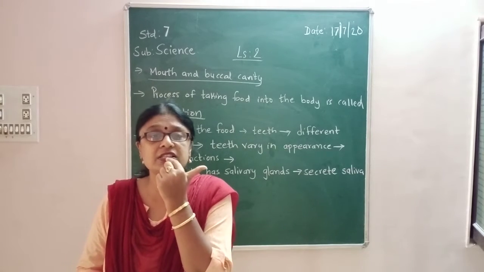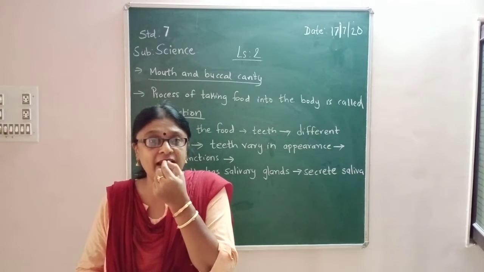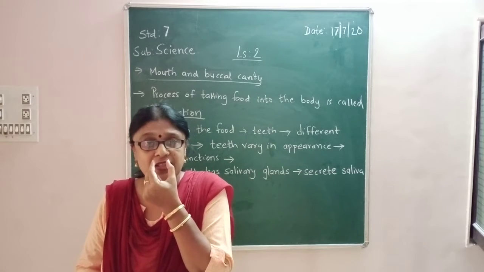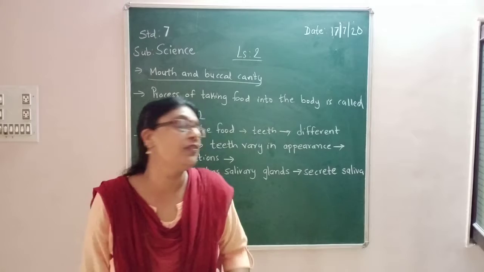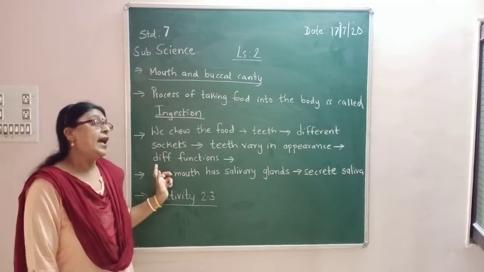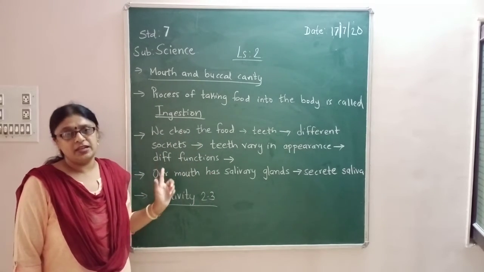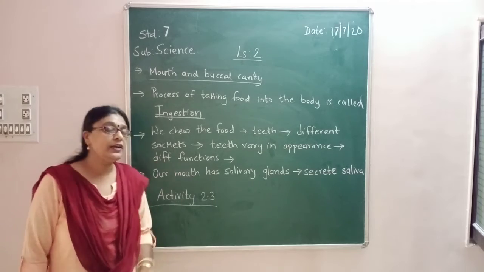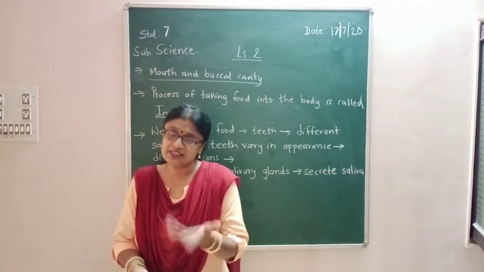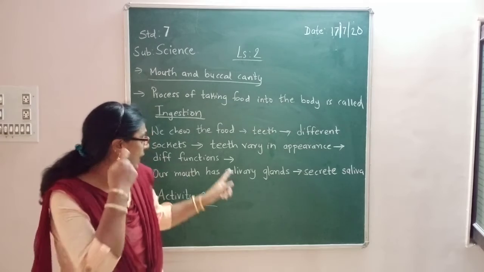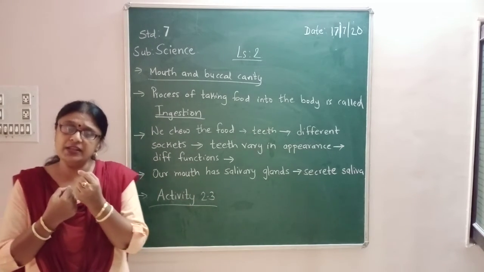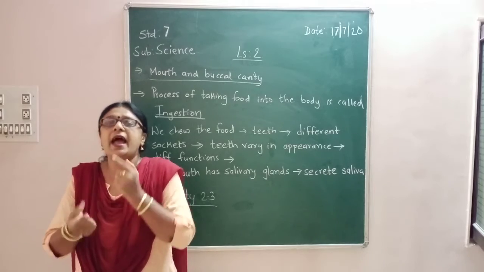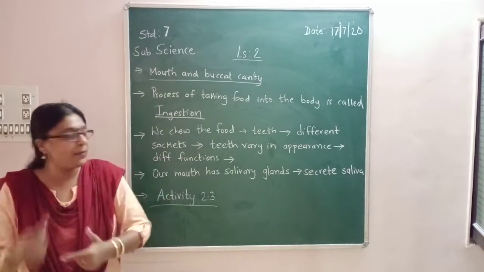For example, the first two teeth you may see are flat. Then you can see how the next two teeth are. Then the teeth behind are all different in appearance. And all these 32 teeth have different functions, which you will study later. Right? Okay. Now, after you put the food inside your mouth and start chewing it, what happens?